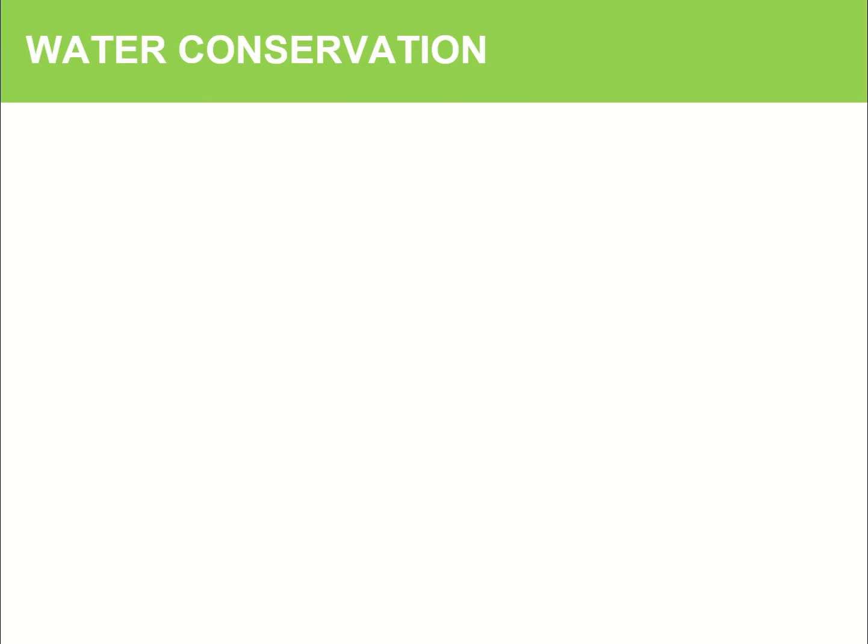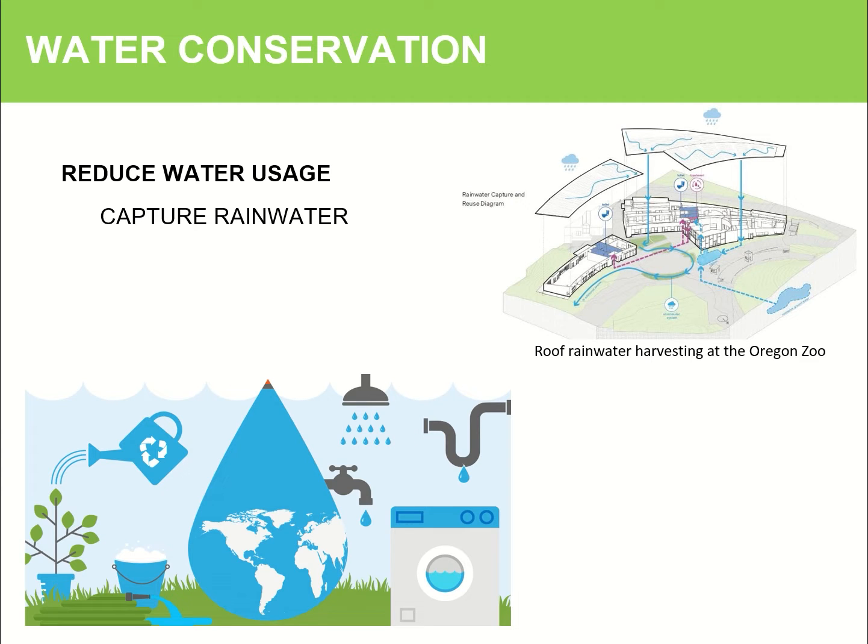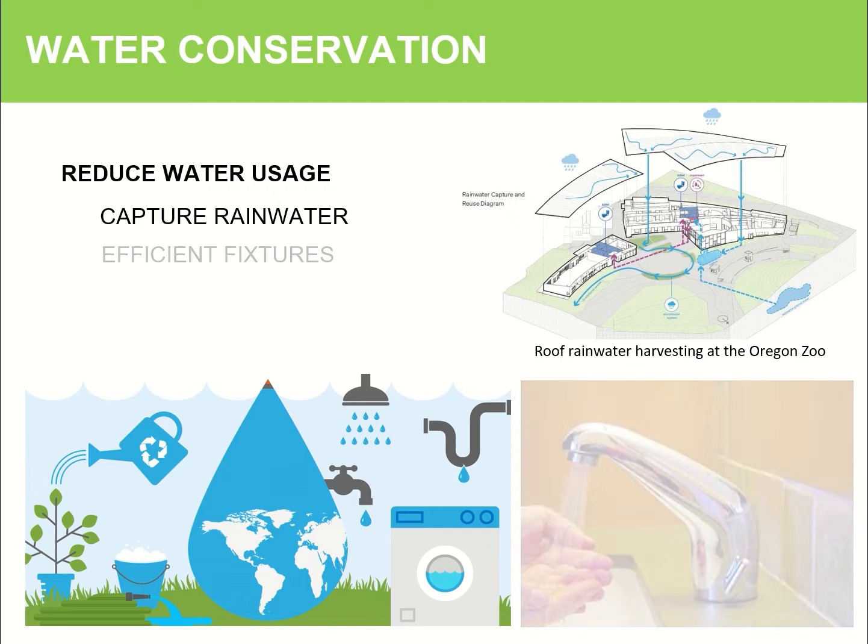Following site principles is water conservation. It has an obvious goal of just trying to reduce the amount of water that you use, but there are a number of methods and ways put in place to help you do so. One method in particular is to capture rainwater. The example on the right is a diagram of the Oregon Zoo showing how they sloped their roof so that when it rains, the roof is directing the water to a location to be collected, reused, and recycled.